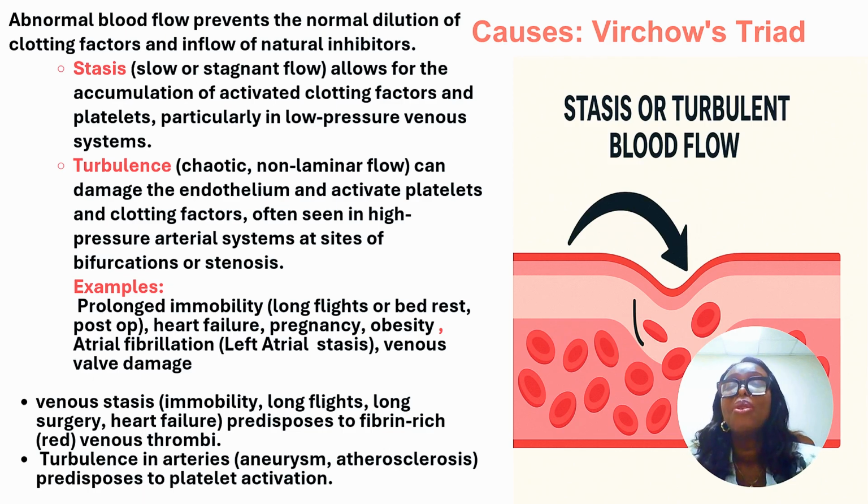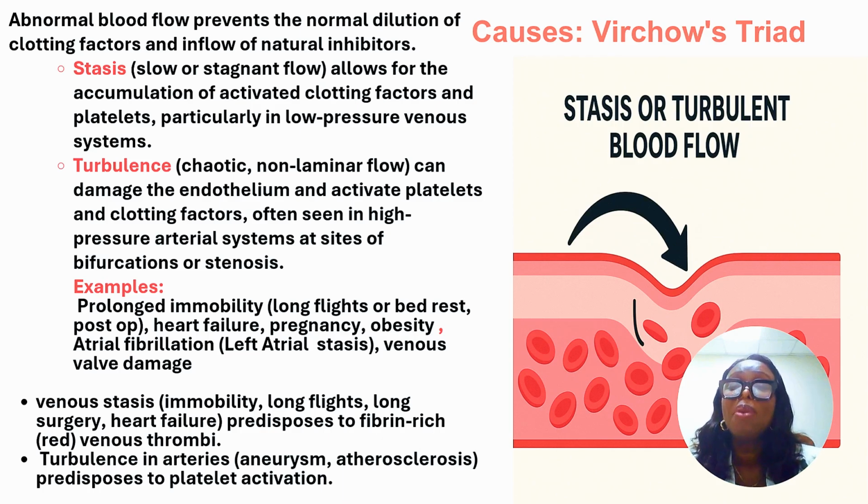We have examples when you have prolonged immobility, like long flights or bed rest, or post-operative, those that have had surgery and been instructed to rest after operation. And then you have heart failure, pregnancy, obesity, atrial fibrillation, and venous valve damage. Now, venous stasis can be attributed to immobility, long flights, and then long surgery or heart failure. And it predisposes to formation of fibrin-rich red venous thrombi.